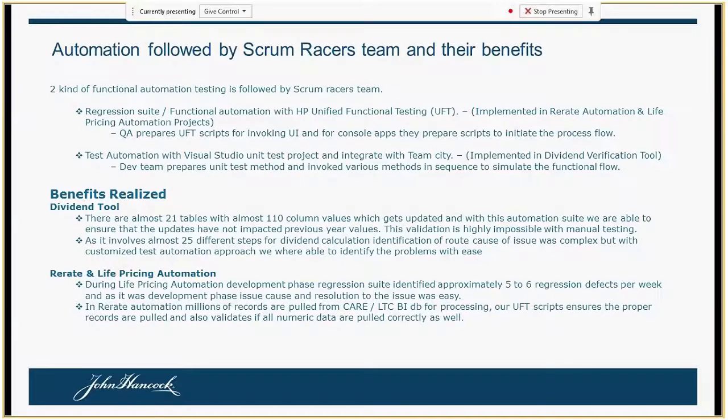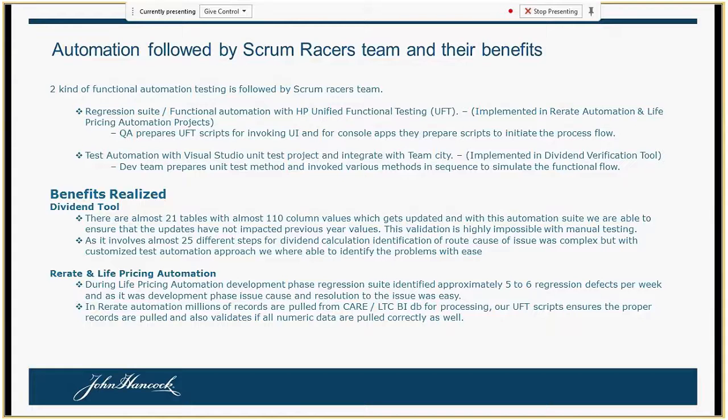The information on what automation we followed in the Scrum Races team and the benefits realized by that. So we had two kinds of automation. One is test automation with the Visual Studio unit test project, and we made some customization on top of it to make it act like a functional automation.